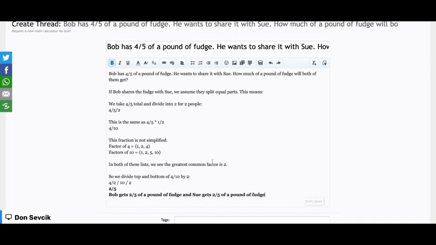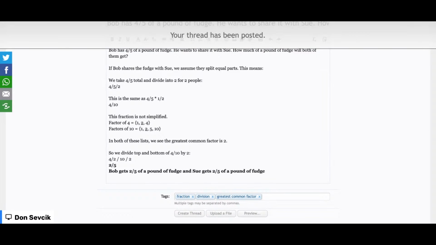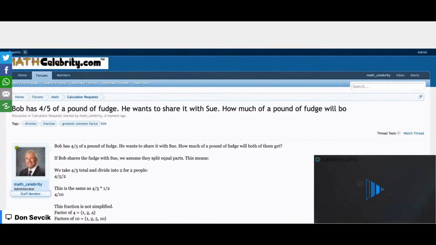So we split the fraction in 2 to get the fudge per person, but then it wasn't simplified. We should always simplify fractions unless otherwise told. We do that using greatest common factors. If you didn't know that 2 was a common factor of these, you use this little method here. I'm going to underline the winner here because it's the greatest common factor. So this had fractions, division, greatest common factor. Okay, we're making some good progress here.